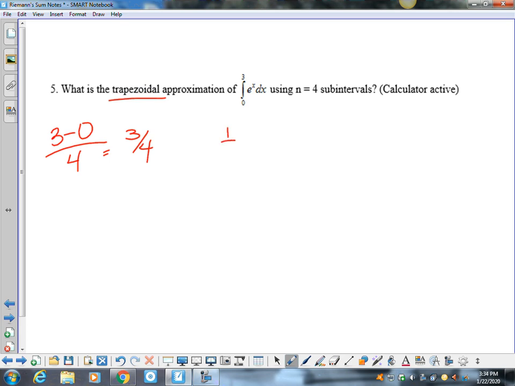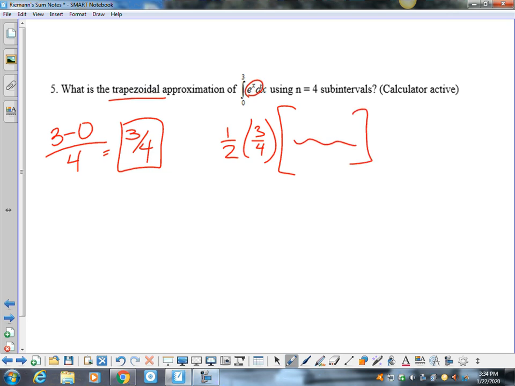So for trapezoidal, I got my 1/2. And I got my 3/4 as my height, which remember is your width. And I can put that out front because they're all the same. And then, you can type this in to your calculator and adjust your table so that you start at 0 and go up by 0.75, and you can see all your decimals. And so you can put all those decimals in there. For a final answer, I got 19.97.